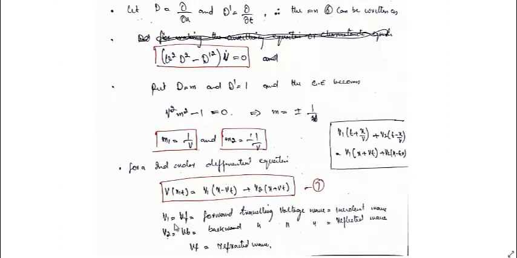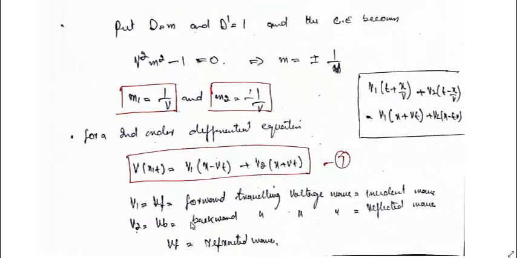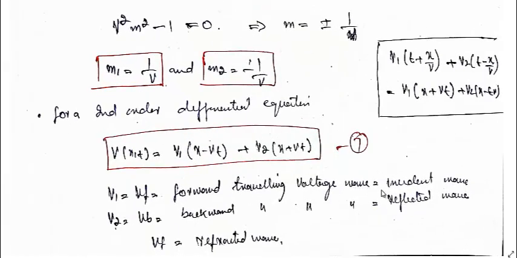So this v1, which can also be denoted as Vf, is known as the forward traveling voltage wave or incident wave. So it is a traveling voltage from sending end to receiving end. And v2 is the backward traveling voltage wave, that's the reflected wave. Vf is also known as refracted wave.